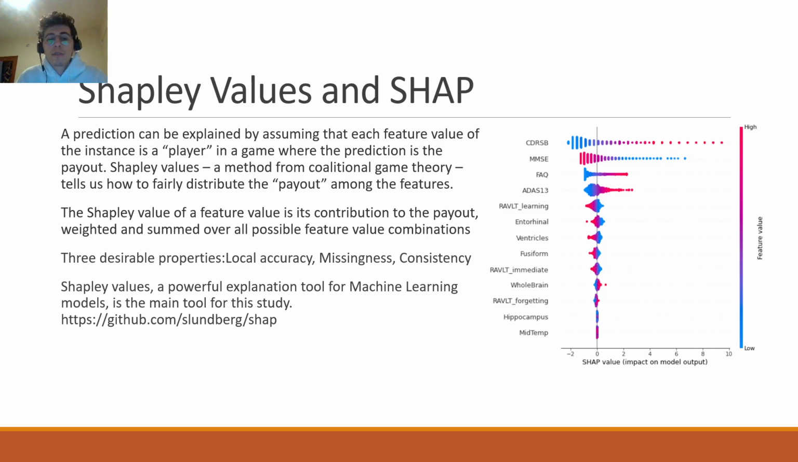Three desirable properties are local accuracy, missingness, and consistency. And these are important properties for interpretability tools. Shapley values, a powerful explanation tool for ML models, is the main tool for the study. And here you can see a summary plot of my logistic regression model.